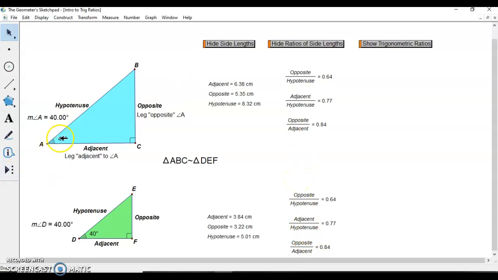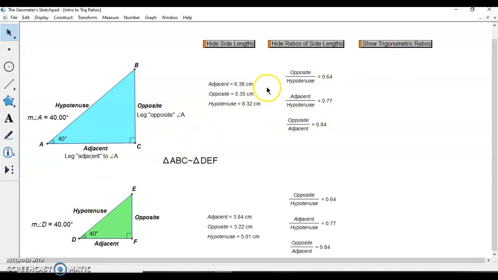So what that means is that for any right triangle that has a 40-degree angle, if I take any of its side lengths and divide them, I'll always end up with these ratios. It doesn't matter the size of the triangle, but if it is a right triangle with a 40-degree angle, every single time the opposite leg divided by the hypotenuse has to be 0.64. And every single time the adjacent leg divided by the hypotenuse has to be 0.77, and so forth and so on. So in a right triangle, if I just know one of those acute angle measures, I am guaranteed to know what all the ratios of the sides would be.